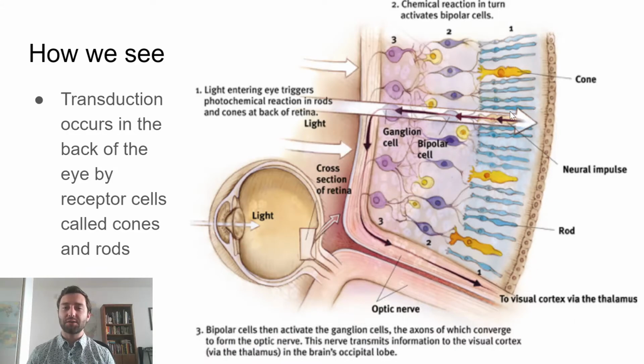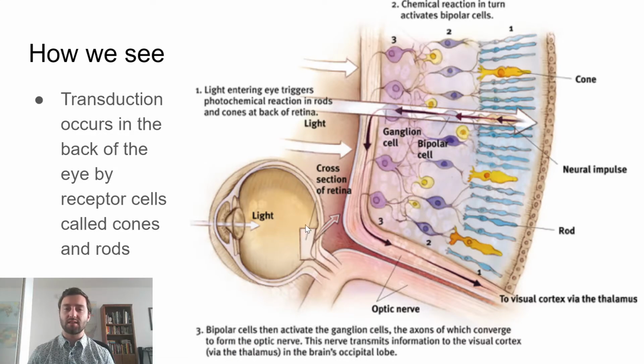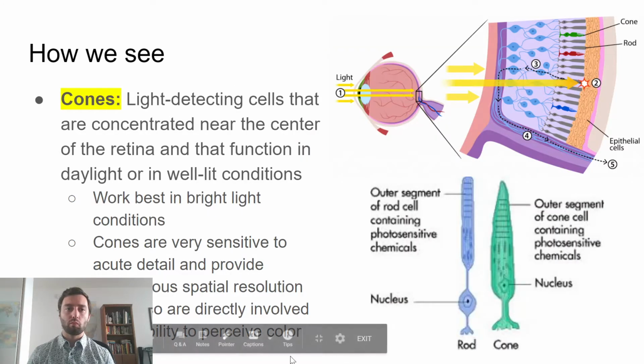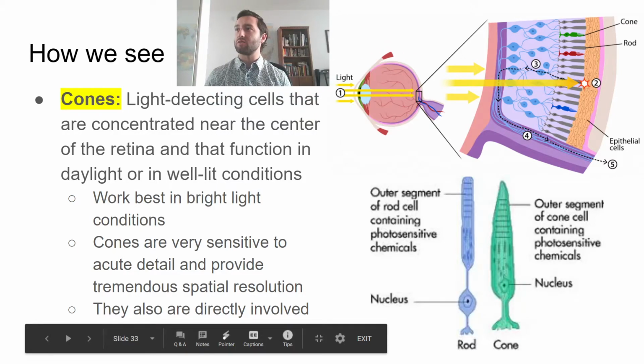So the transduction is actually happening in these rods and cones. Everything else that our eye does is about focusing the light. It's about making sure that that information gets sent into the back of the eye correctly. So let's get a better look at these rods and cones specifically.